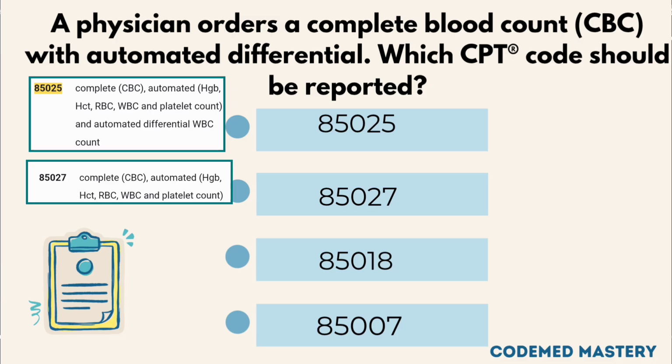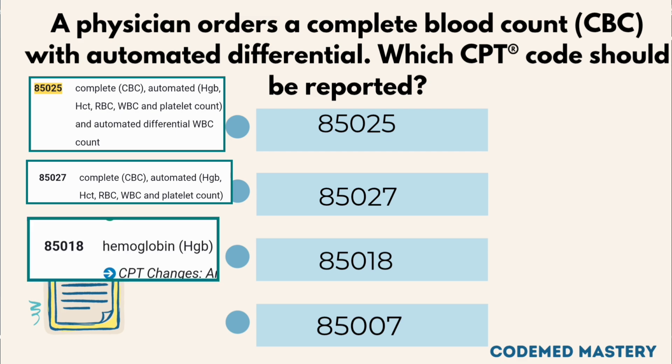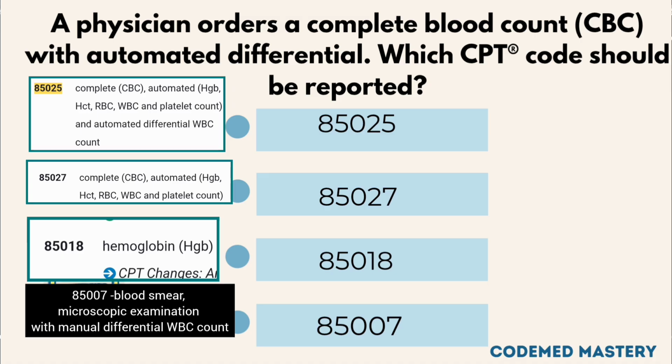85027 is for blood count, complete, automated and 85018 is for blood count, hemoglobin and 85007 is for blood count, blood smear microscopic examination with manual differential WBC count. In the question they have given physician orders complete blood count with automated differential. Therefore, it is matching with the code 85025 blood count, complete, automated and automated differential. Therefore, the right answer will be option A 85025.